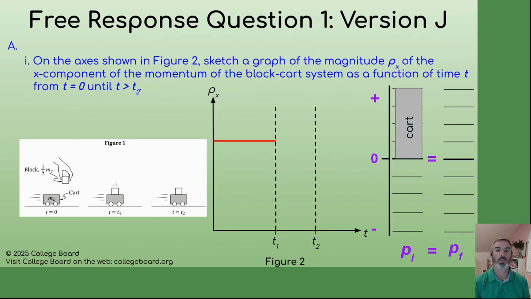Once the block lands on it, we know that the cart is going to slow down, so its momentum decreases. But because the block is part of the system, and in the collision there are no external forces, the block is going to increase in horizontal momentum by the amount that the cart decreased. Which means that our line for the horizontal component of the momentum is just going to be a straight line all the way across horizontally, from the time the cart is moving till after they collide and stick together.